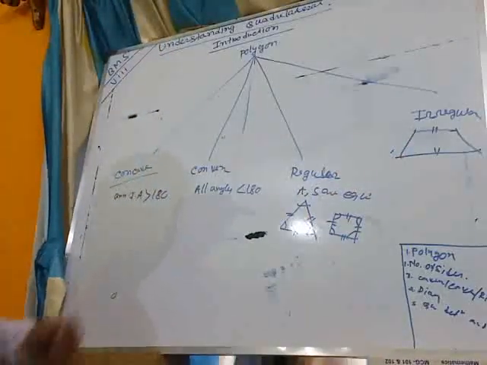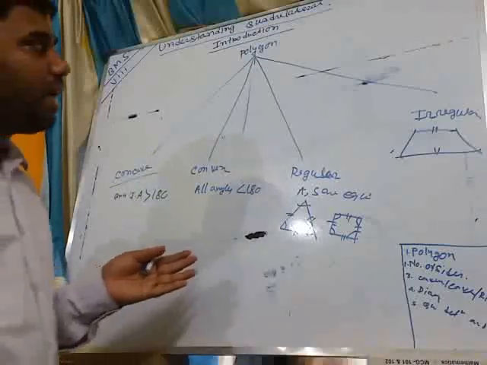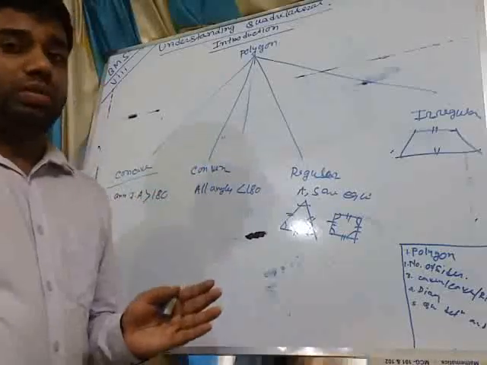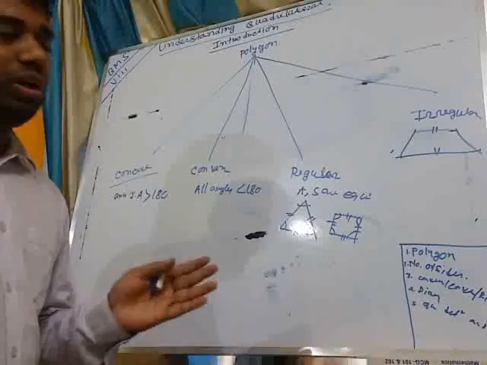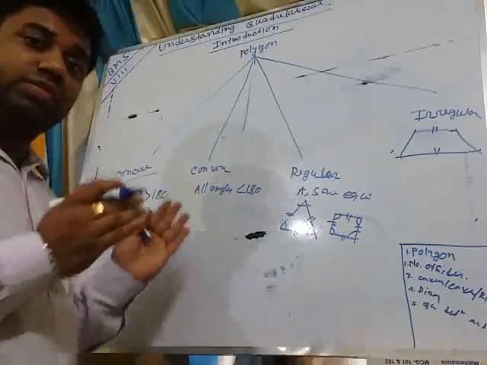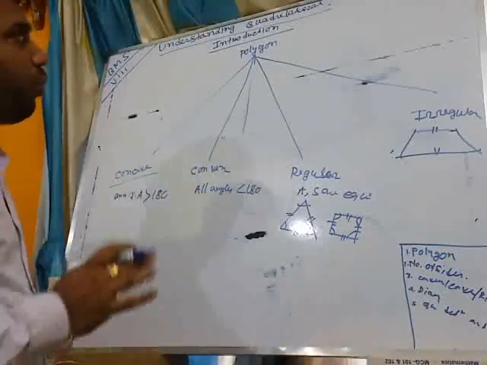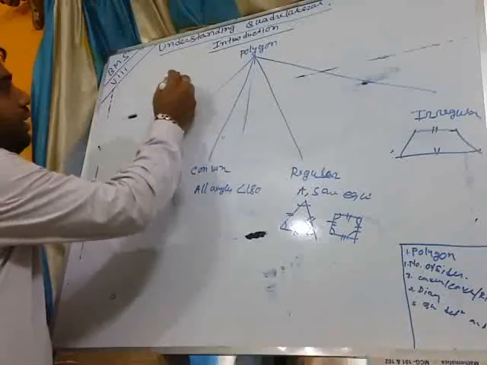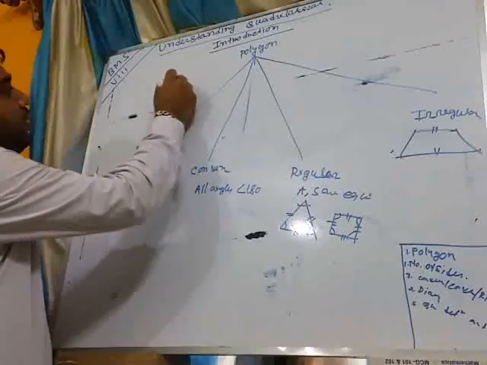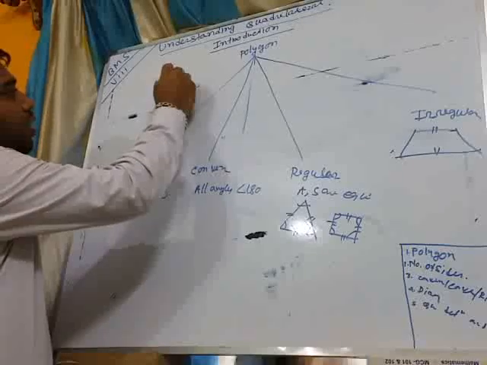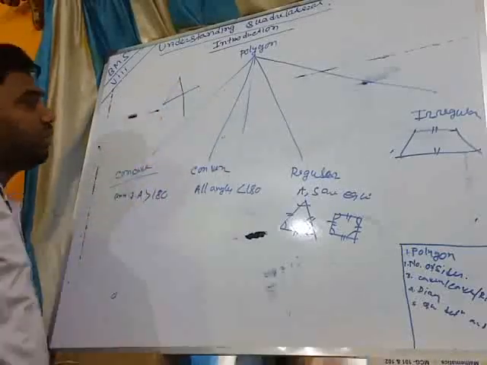One thing, students: in the definition of polygon, I have said simple closed curve. A simple closed curve made of line segments is called a polygon. Now, if I draw a figure like this, is that a polygon?